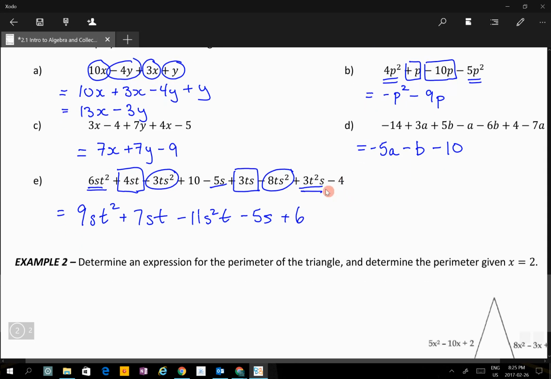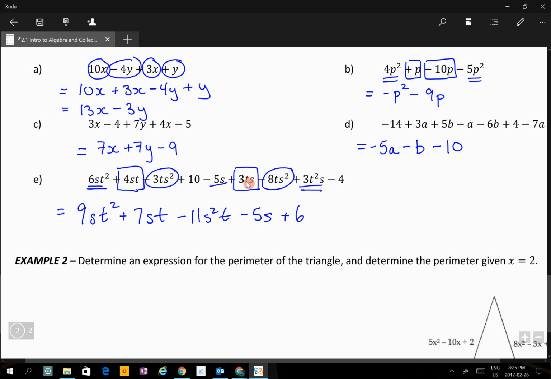Now, one last thing I'm going to say is that generally speaking, if I choose to make s the variable in front, it's always a good idea to put the term with the highest exponent first. So I'm going to put the negative 11s squared t first. So negative 11s squared t. Then I'm going to put my plus 9st squared, and then my plus 7st, and then minus 5s plus 6. So generally speaking, you should put your terms in order of the highest degree. These two terms are degree 3. This term is degree 2. Here I have a degree 1, and here I just have my constant term at the end.